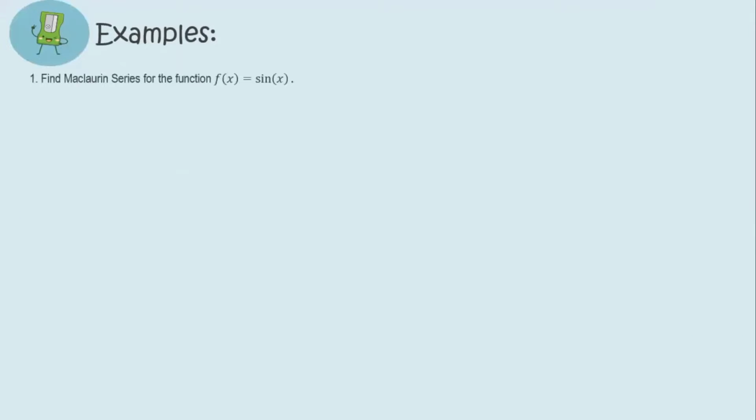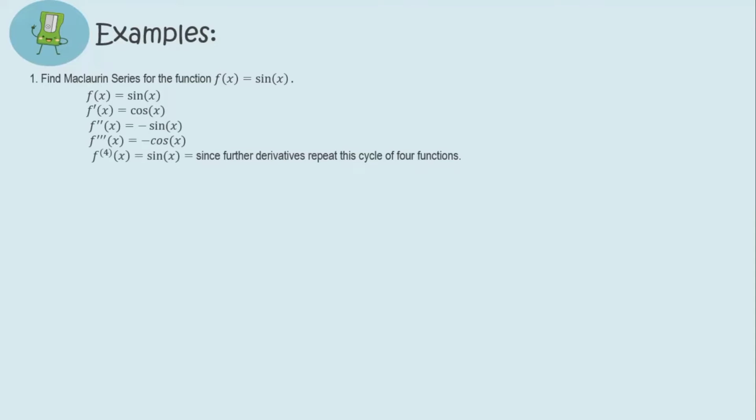Examples. 1. Find the Maclaurin series for the function f of x is sine x. F of x is sine x. The first derivative is cosine x. The second derivative is negative sine x. The third derivative is negative cosine x. And the fourth derivative is sine x, since further derivatives repeat the cycle of four functions. Evaluate the function and derivatives at c. So f of 0 is 0, the first derivative is 1, the second derivative is 0, the third derivative is negative 1, and the fourth derivative is 0.